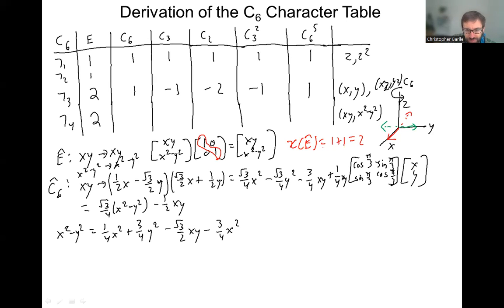x squared, the 1/2 over y times 1/2 over y is going to give me a positive 1/2 y squared, but remember we're minusing y squared, so it's going to be minus 1/4 y squared. 1/2 times 1/2 is 1/4. And then we have the two terms together. That's going to get you root 3 over 4 xy, each of those terms, but there's two of them, so it's root 3 over 2 xy.